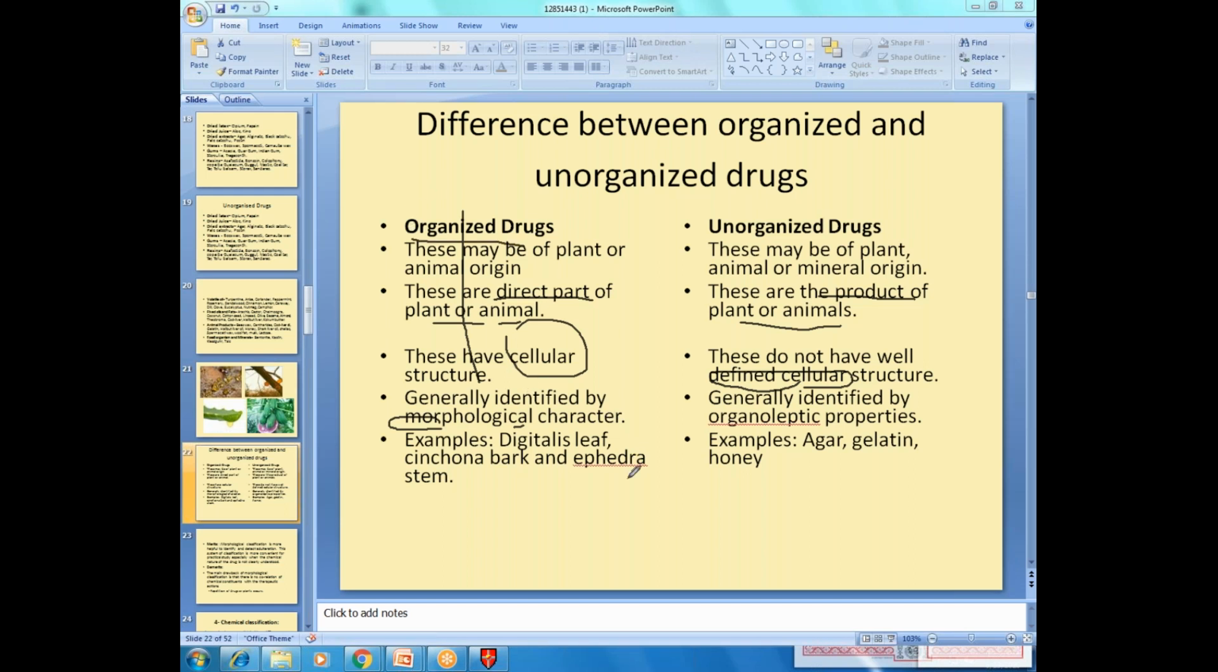Here, organized examples are anything that is a part of a plant: digitalis leaves, cinchona bark, or anything. Here, examples are agar, gelatin, asafoetida, benzoin, beeswax, papain, latex. These can all be given for unorganized drugs. I think I'll end here.